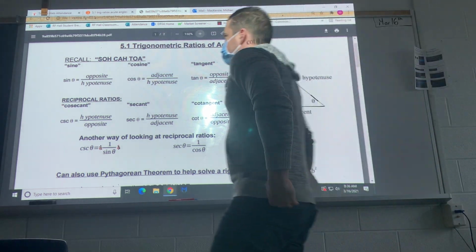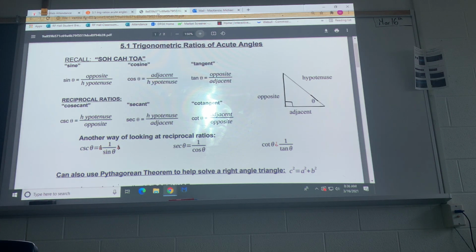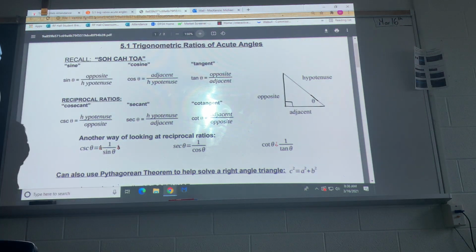Okay, so most of you guys have learned the trig ratios last year. Maybe some of those who were in semester 2 did not. So I'm going to try to go through it slowly.